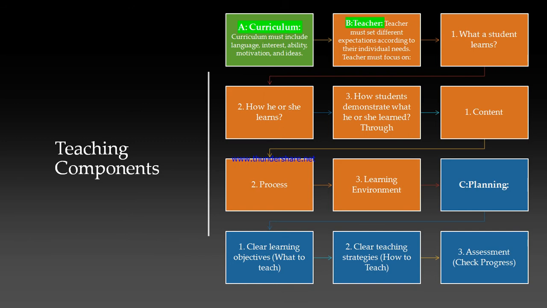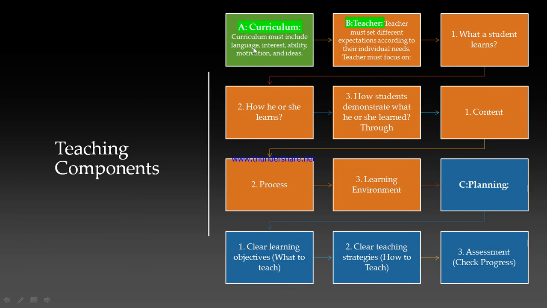So let's see here. I have divided these things into components. Number A, the curriculum. Number B is teacher. And number C is the planning. So these are the three main components you can see on the screen. A, curriculum. B, teacher. C is planning. Fourth, we can add the implementation. That is also a component. But here I'll be telling you about the planning.